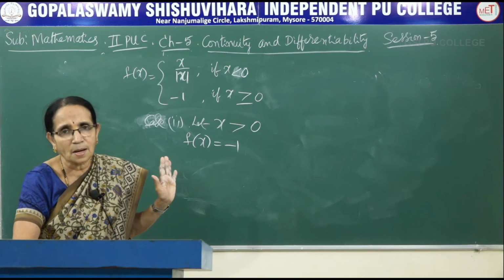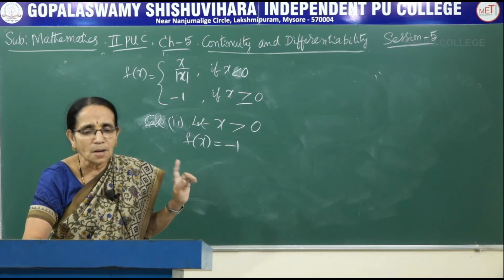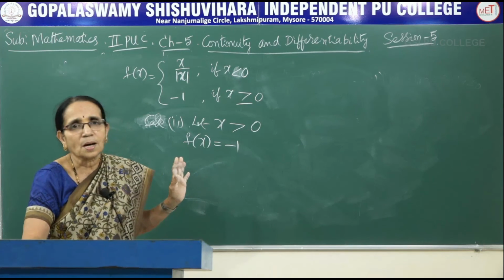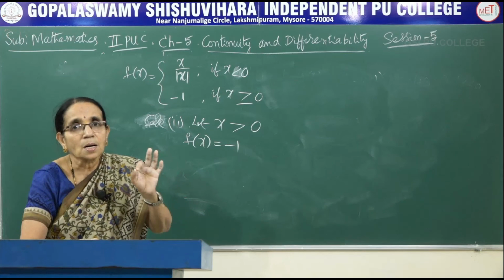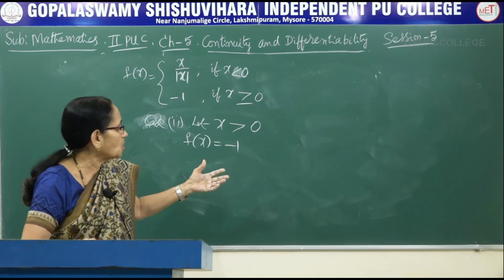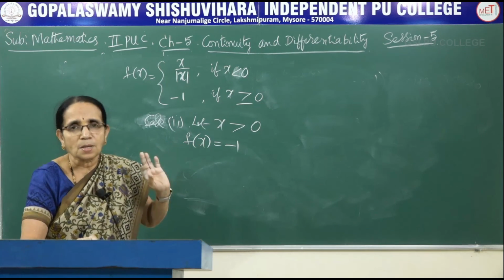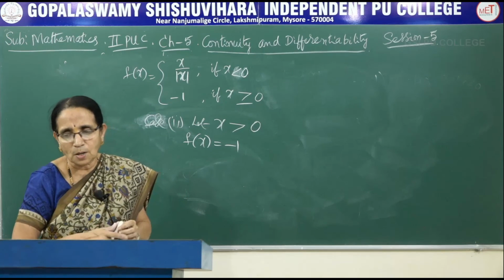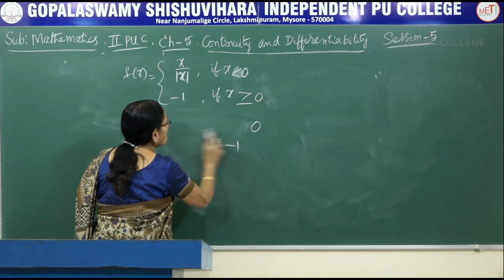So, for all x less than 0, we have seen that it is continuous. For all x greater than 0, we have seen that it is continuous, because in both the cases the function is a constant function. Therefore, we can come to the conclusion that it is continuous for negative values of x and positive values of x. Now, the problem is at x exactly equal to 0.